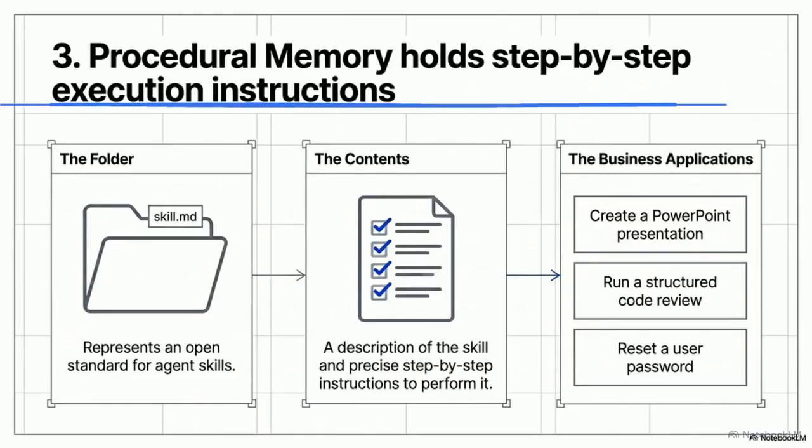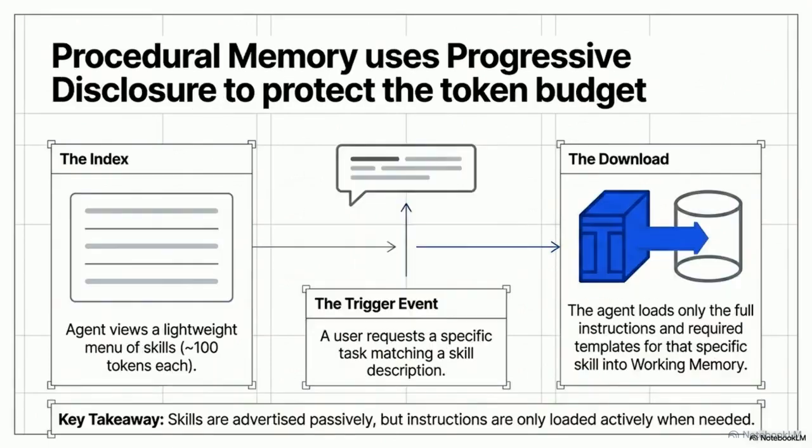While semantic memory stores what to know, procedural memory dictates how to do. This flow illustrates an agent's skill, a folder containing specific, step-by-step instructions for executing complex technical tasks. To protect the token budget, agents use progressive disclosure.